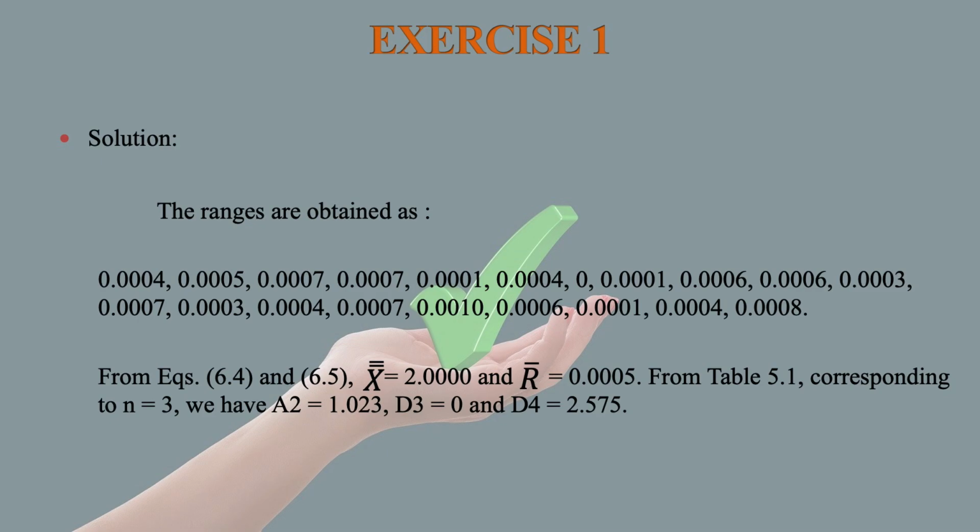Corresponding to n is equal to 3, we have A2 is equal to 1.023, D3 is equal to 0, and D4 is equal to 2.575. Obviously, we have already calculated the R bar, that is the average range, that comes out to be 0.0005 for this particular problem.